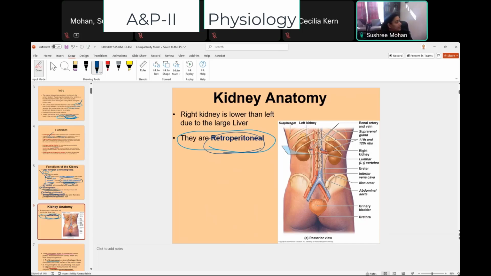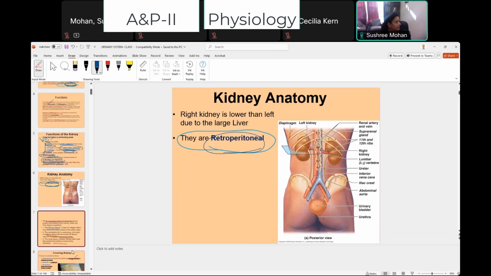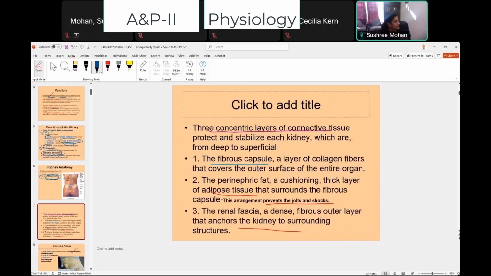And the right kidney is lower than the left due to the large liver, to accommodate for the liver. Now, looking at it structurally, 3 concentric layers of connective tissue are there. Number 1, there's a fibrous capsule outside made out of collagen fibers. Then there is a cushion of fat made out of adipose tissue. And then lastly, there is a renal fascia that is a fibrous layer.